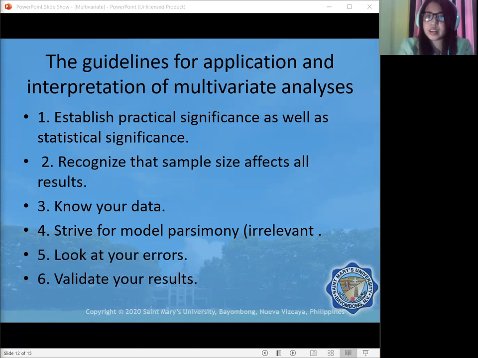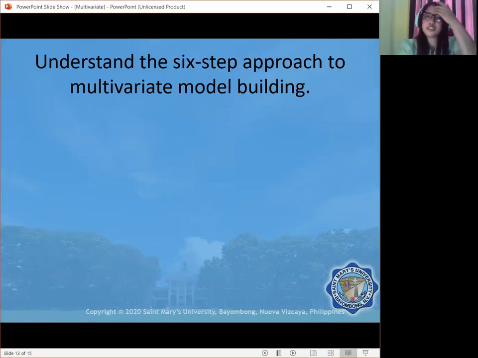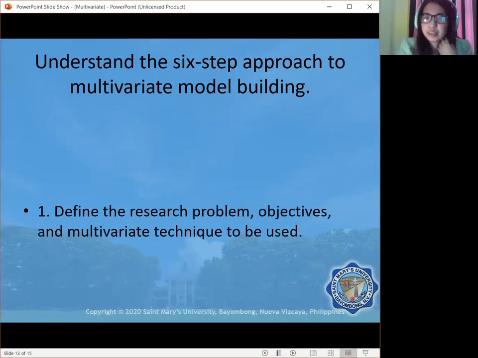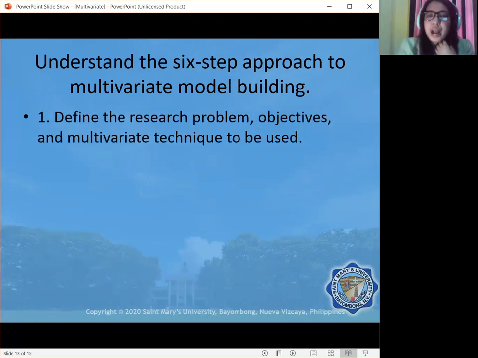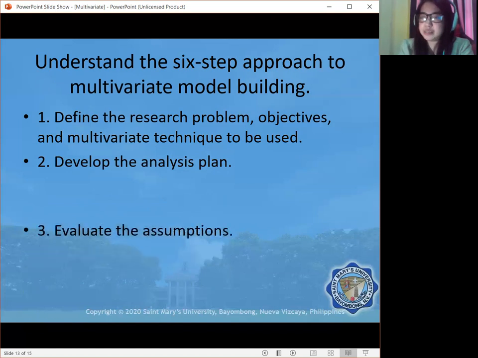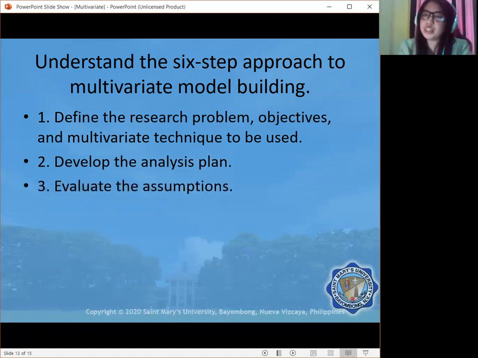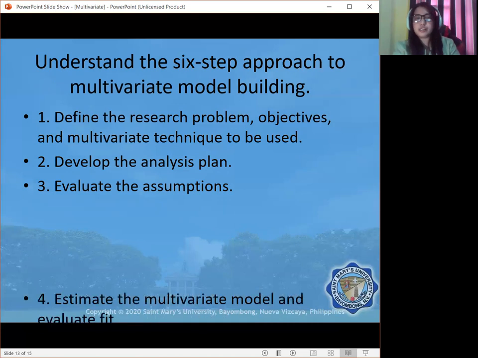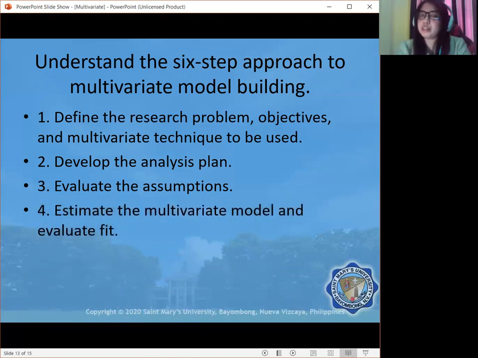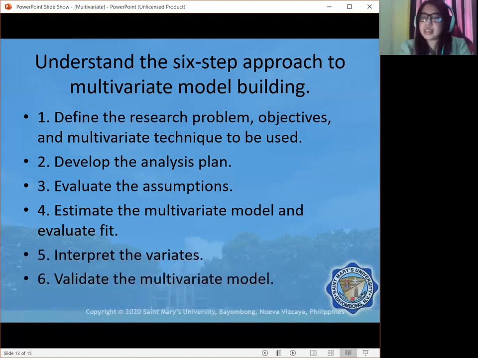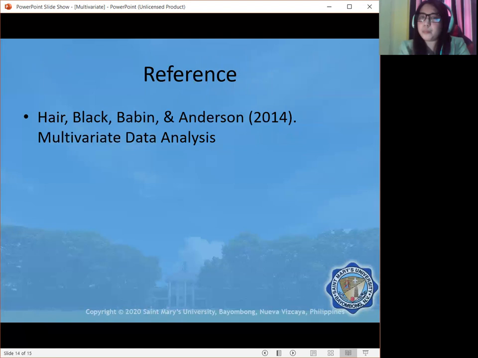And of course, this is the 6-step approach to multivariate model building. So we have to go back to your research problem. We have to define the research problems, objectives, and the multivariate technique to be used. Next, you have to develop the analysis plan and evaluate the assumptions. So you need to check if it satisfies the conditions. And number 4, estimate the multivariate model and evaluate fit, interpret the variates, and validate the multivariate model.